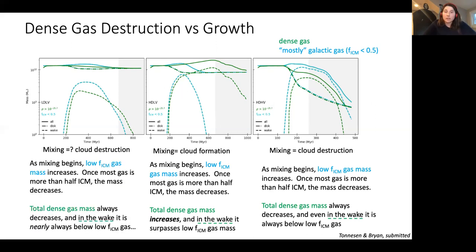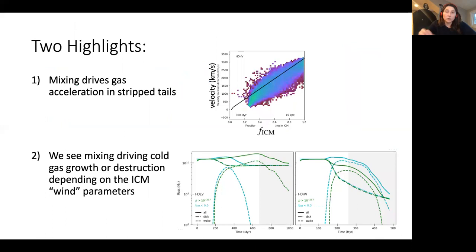So here, I've shown you 2 highlights from our paper. First, a mixing driven acceleration model well describes ram pressure stripped tails. And second, depending on ICM wind parameters, mixing can drive dense gas destruction or dense gas growth.